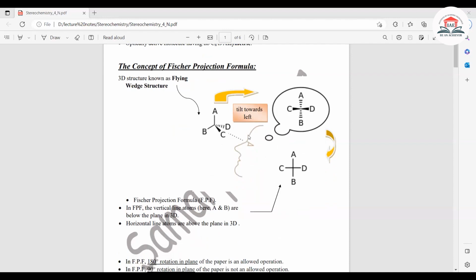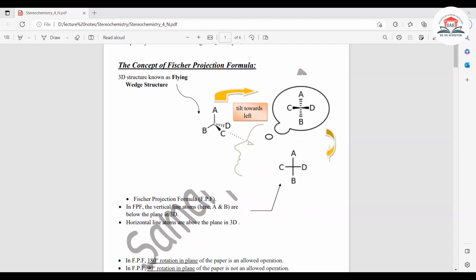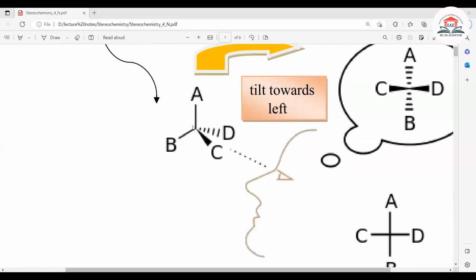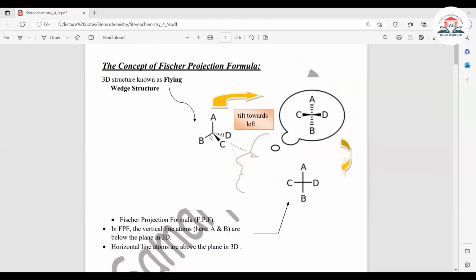So how does the Fischer projection formula look? This is all about imagination. You'll have to do most of the part through imagination. This is the 3D structure, which is called the flying wedge structure. Here A and B are in the plane, and C and D are out of the plane.